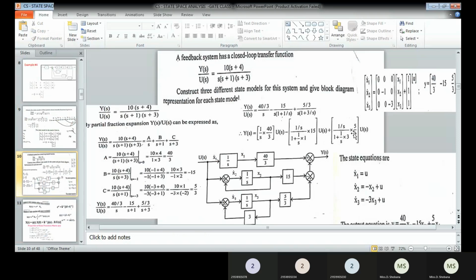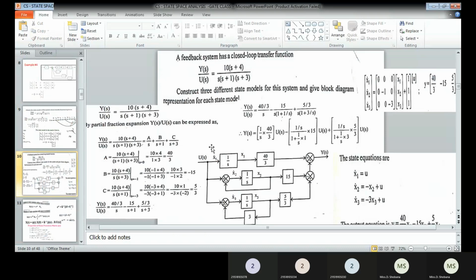And similarly with the third term, 5 by 3 is a constant, comes outside with the multiplication, and here the denominator consists of s plus 3. Take the s commonly outside, you will be getting 1 plus 3 divided by s. So this denominator s goes to the numerator for the forward path integrator. Denominator will be loop. So 1 minus of minus 3 by s.